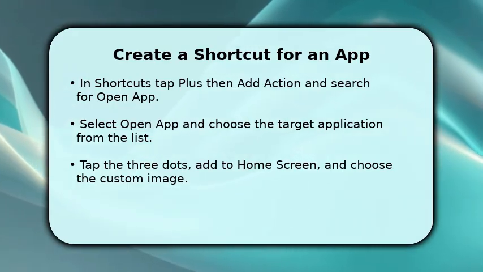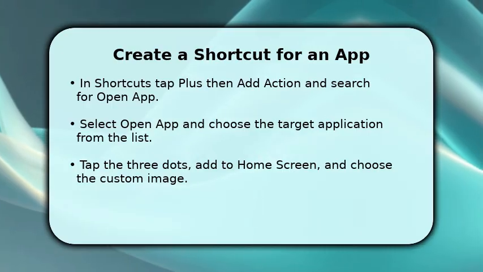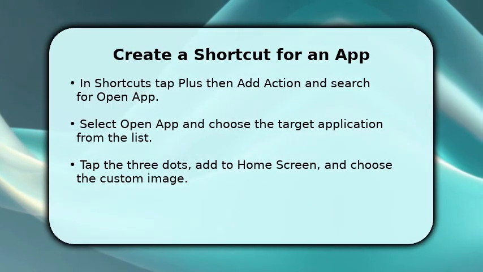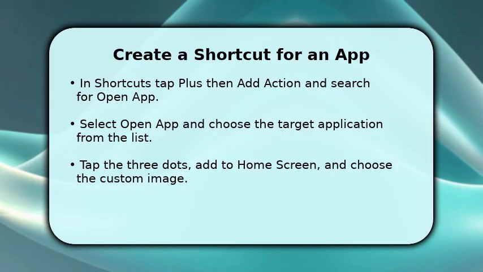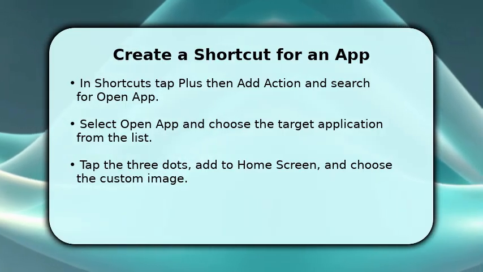Then, tap the three dots in the top right to open Shortcut Details and tap Add to Home Screen to assign a new icon image. Pick your prepared image from Photos and give the shortcut a home screen name.